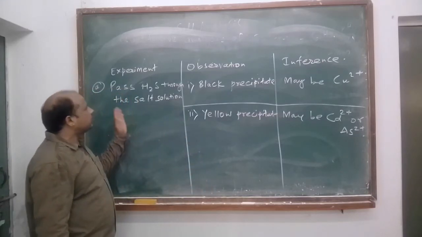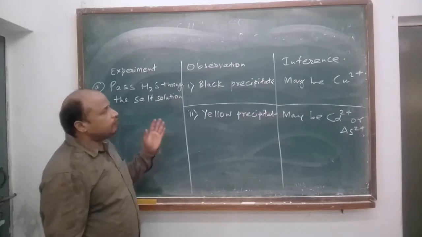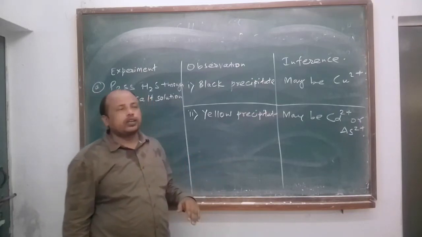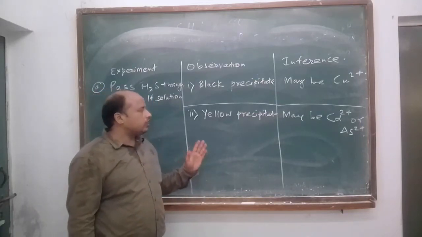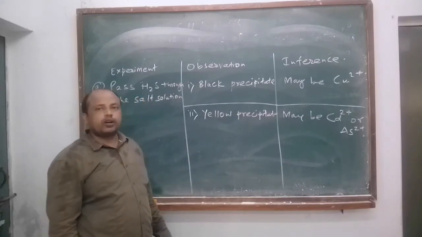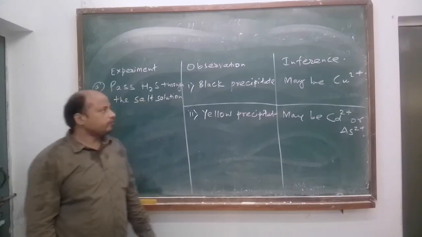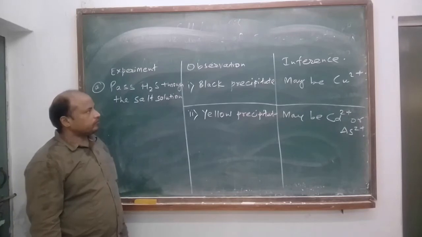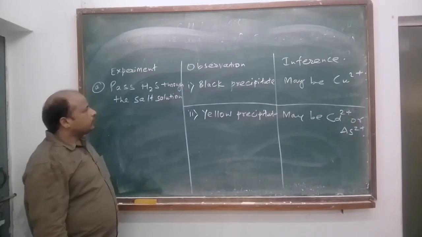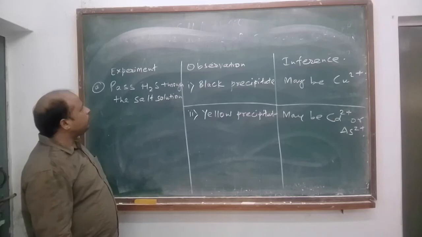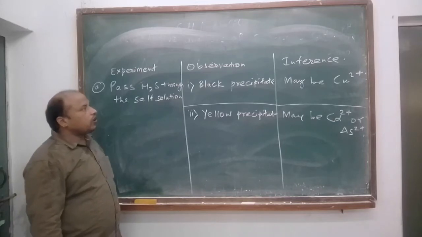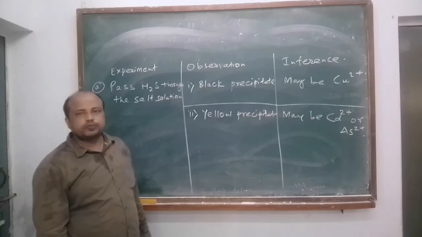Then we have to pass H2S through that salt solution. If a black precipitate is obtained, it may be copper, or if a yellow precipitate is obtained, it may be cadmium or arsenic. So copper, cadmium and arsenic are of the second group.